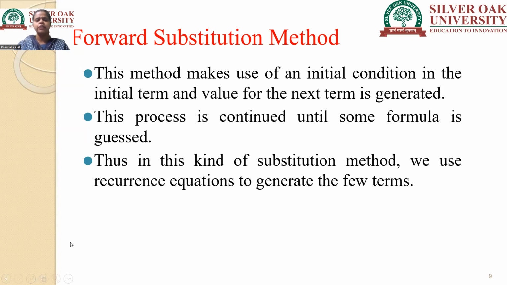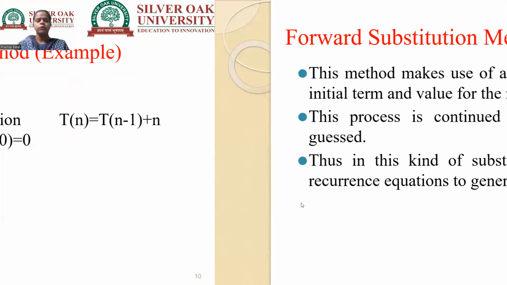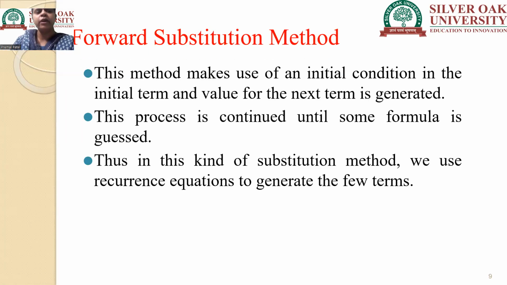This method makes use of an initial condition in the initial term, and the value for the next term is generated. This process is continued until some formula is guessed. Thus, in this kind of substitution method, we use recurrence equations to generate a few terms. So whenever we use the forward substitution method, we take the values of n one by one and try to guess what formula is going to be used.